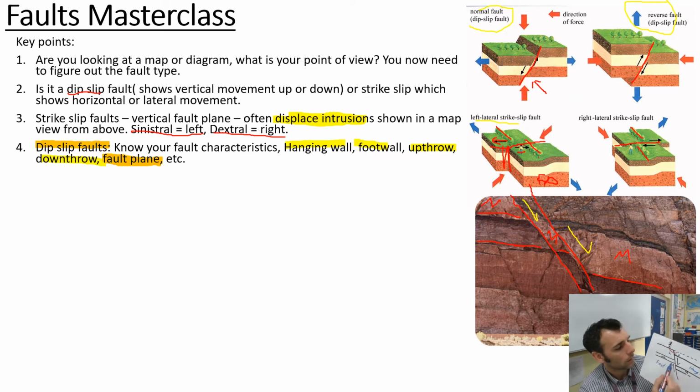Now you can see the displacement here. We could be asked to measure that, and if it's vertical displacement, that would be the throw. Now that side, the hanging wall, has moved down, so that is also the down throw side. So if the hanging wall moves down, that is a normal fault. If the hanging wall moves up, that's a reverse fault. It's just a rule you've got to remember, and it should help you identify those.